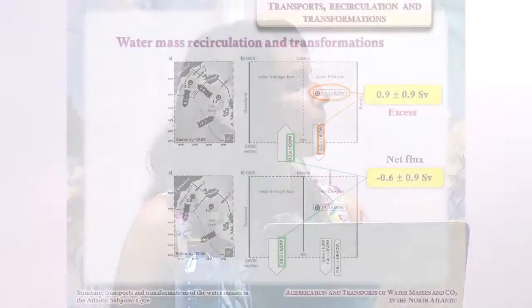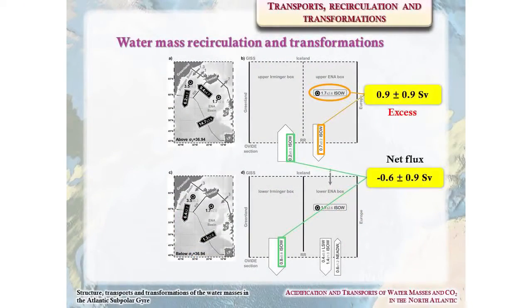This upwelling is corroborated by the net transport of this water mass in the upper East North Atlantic box. But not all the water mass that has upwelled exits the box, so the excess should flow over the ridge and become part of the Irminger Basin, which is corroborated by the net export of this water mass in the Irminger Basin.